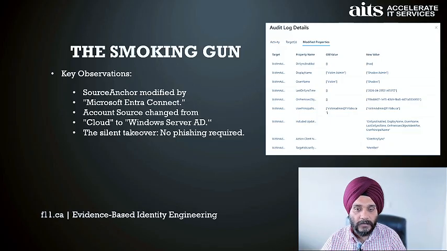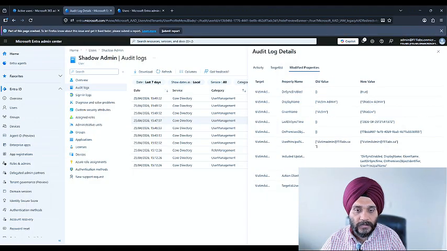Look at the audit log. This is the smoking gun. You can see the source being updated by the sync service. The account source just flipped from cloud to Windows Server AD. I'm now logging into the Azure portal as global admin using a standard on-premises password, and this backdoor is wide open. As you can see, the user principal name is victim admin, but the old value was null and now it's true. Display name was old victim admin, but now it has been changed to shadow admin.